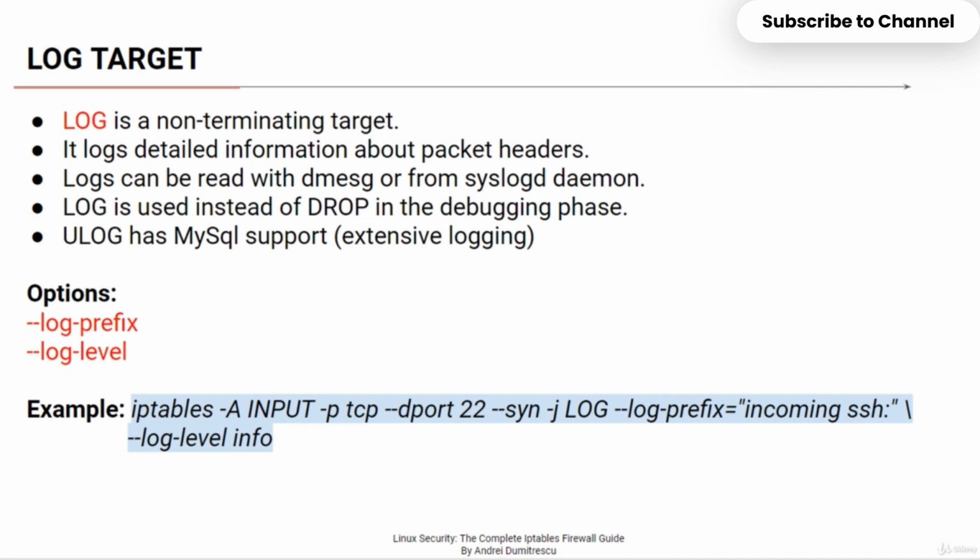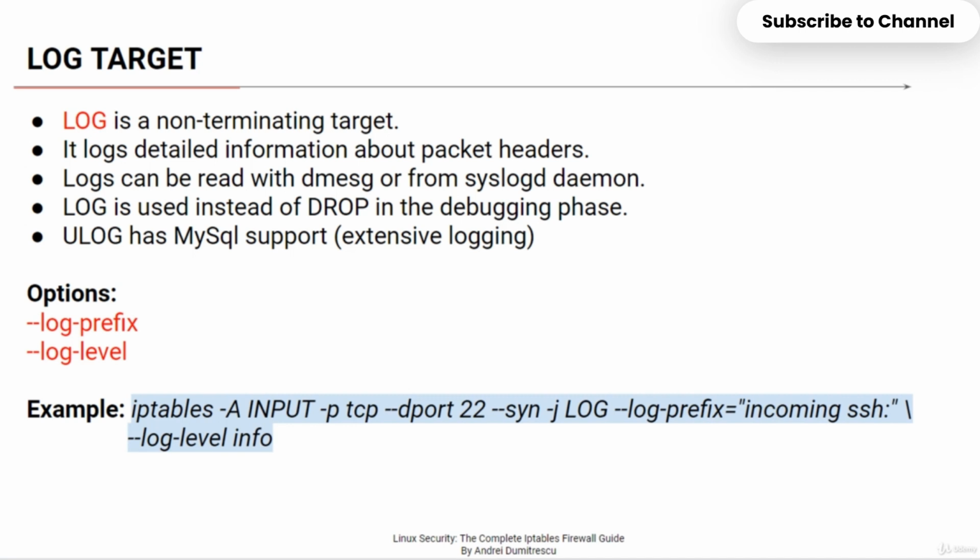Log target is specially designed for logging detailed information about packet headers. It does this via the kernel logging facility. This information can then be read directly with dmesg or from the syslog daemon logs. Note as well that it could be a really great idea to use the log target instead of drop while you are testing a rule and you are not 100% sure about it on a production firewall. A syntax error in the rule sets could cause severe connectivity problems for your users.